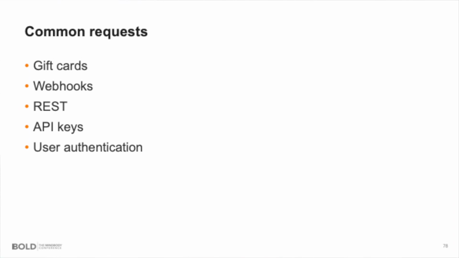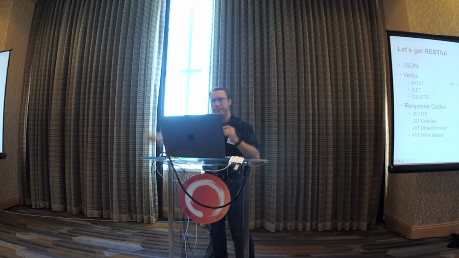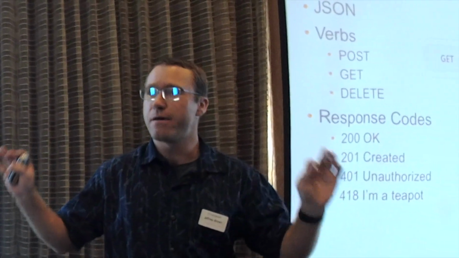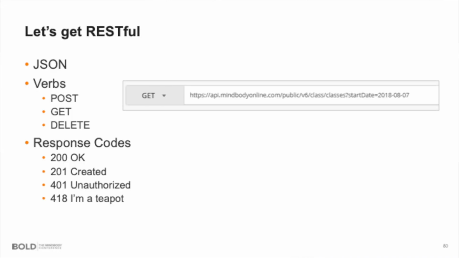So first thing we need to do is introduce a new version of this API. And we're going to call it Public API version 6, and call it Public API, not SOAP. Why do we call it public? Because let's get RESTful. All right, so not XML anymore, but JSON. Verbs. In SOAP, we post everything. We don't want to do that. We want to be able to post, get, and delete.